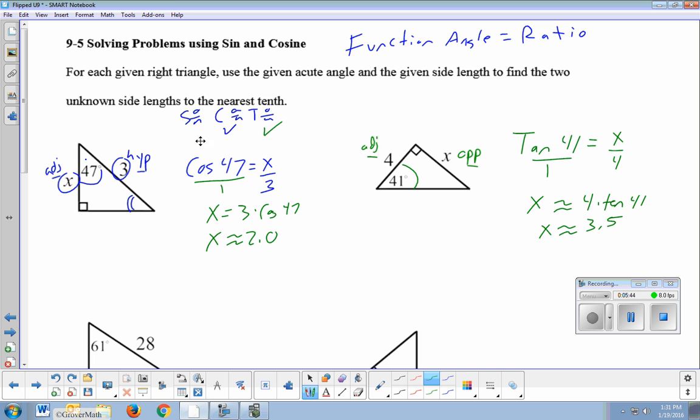And your answer should kind of make sense too. Like this one, I got 2, my hypotenuse was 3. If my hypotenuse is 3, I know this is going to be less than 3. And, you know, these are drawn pretty much to scale for the most part, so you should be able to kind of tell what looks right, what doesn't.